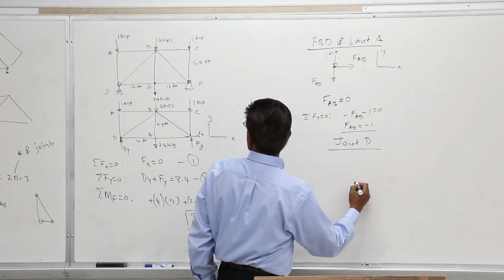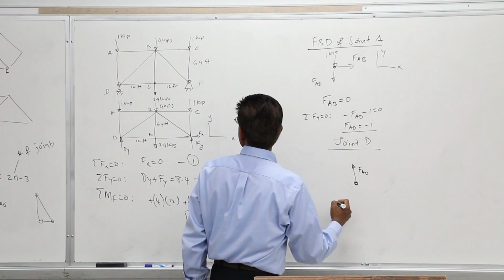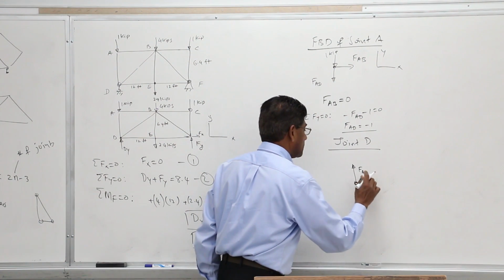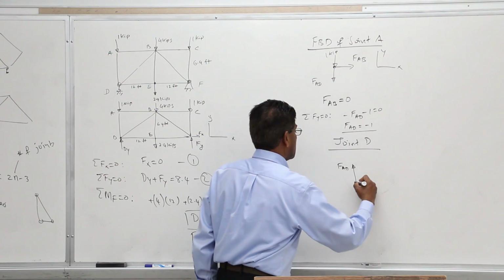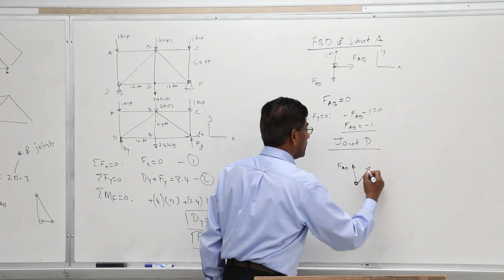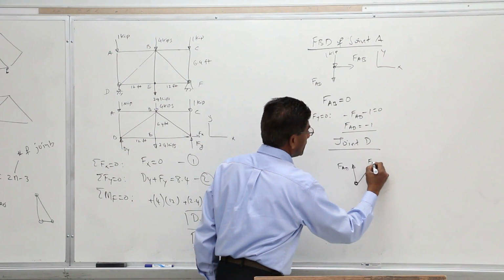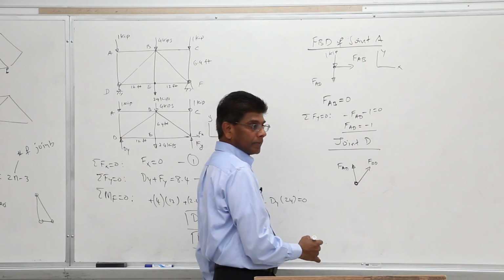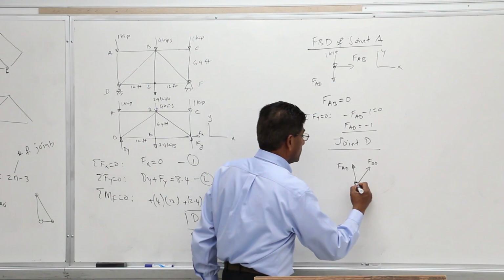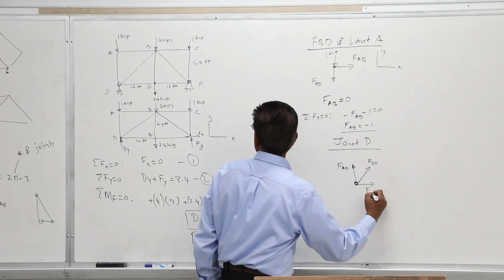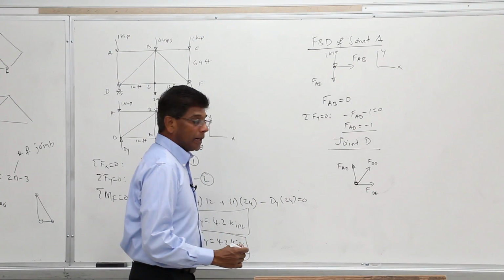Member AD will be going F_AD, and I'm going to write this on this side, F_AD. Then there is a member going this way, which is force BD, DB, any way you want. Okay? And then member F_DE. Am I done? No.